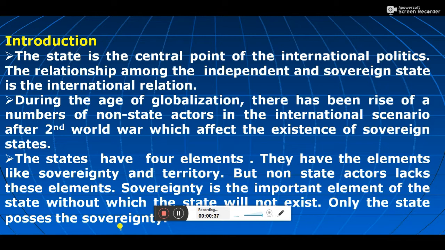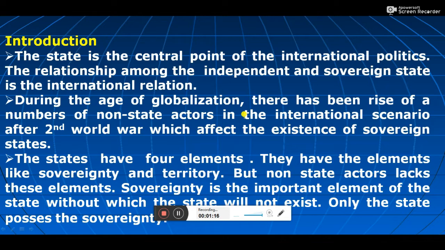The state is a central point or central theme of international politics. The relationship among the independent and sovereign states is international relations. During the age of globalization, there has been a rise of a number of non-state actors in the international scenario after the Second World War, which affect the existence of the sovereign state.